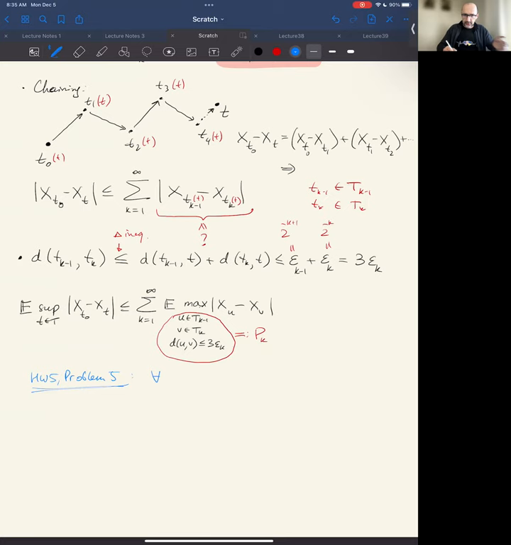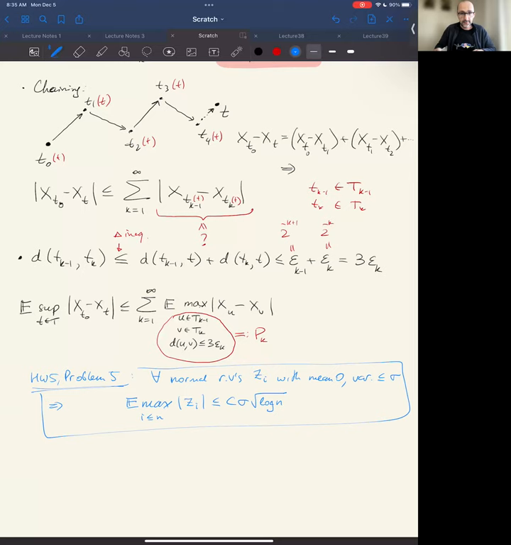I'll just put it in a convenient form here. For any normal random variables zi with mean 0, whose variances are all less than something, we have the expected value of the maximum of n of them scales like the root of log n. That's the most important thing. The maximum over n Gaussians is about root log n. It doesn't grow very fast. That's because of the tight concentration.